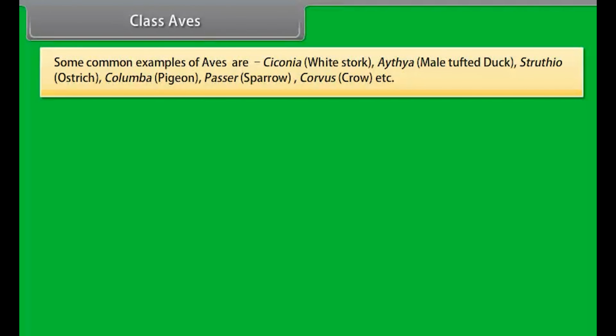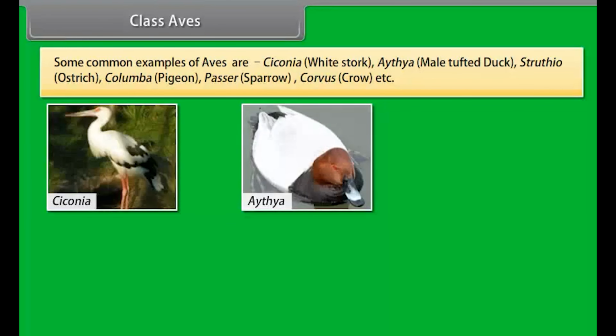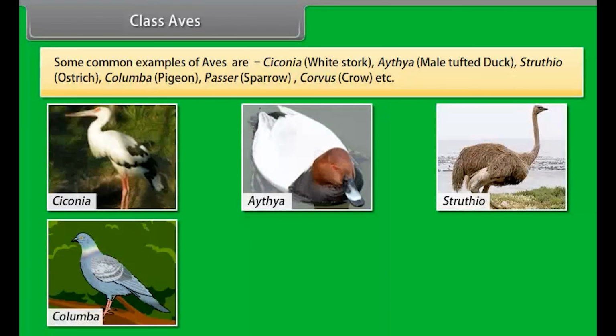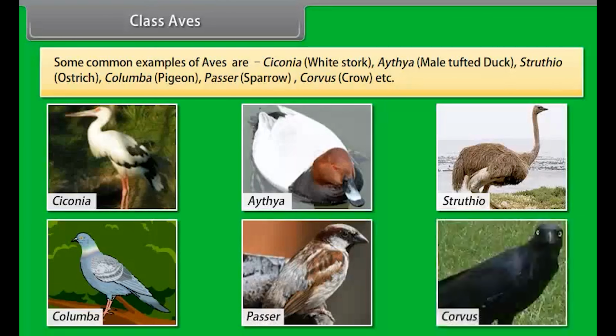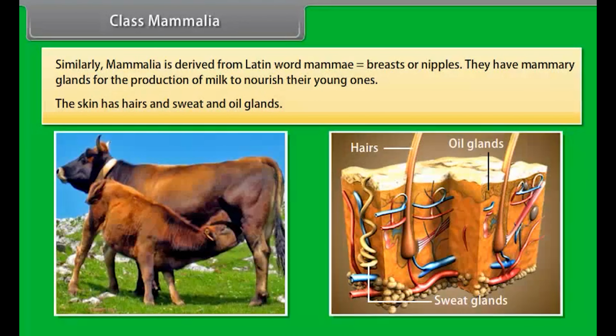Some common examples of Aves are Ciconia, white stork, Aythya, male tufted duck, Struthio, ostrich, Columba, pigeon, Passer, sparrow, Corvus, crow, etc. Class Mammalia. Similarly, Mammalia is derived from the Latin word mamme, which means breasts or nipples. They have mammary glands for the production of milk to nourish their young ones. Their skin has hairs and sweat and oil glands.